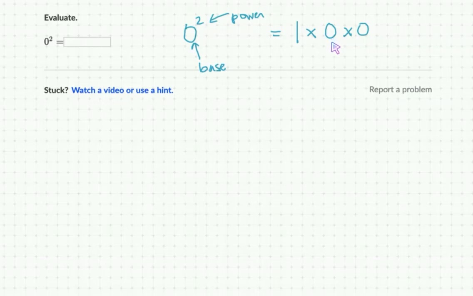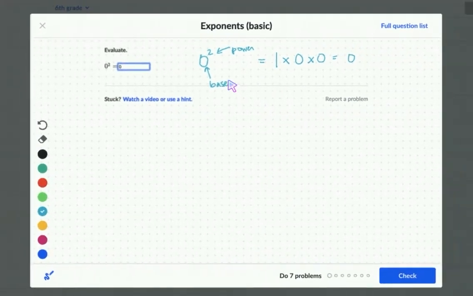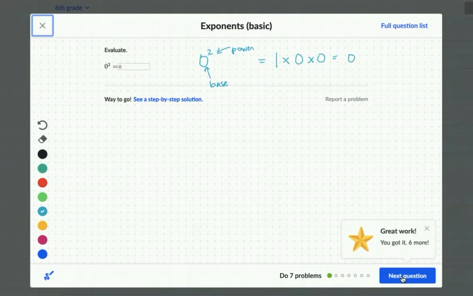So it's 2 times: 1 and 2 zeros. And then I just do the math. 1 times 0 is 0, and then 0 times 0 is 0. As long as you have a 0 in there, your answer is going to be 0. So this answer is 0. Anything multiplied by 0 is 0. Hope you got that one correct. Let's try another one.